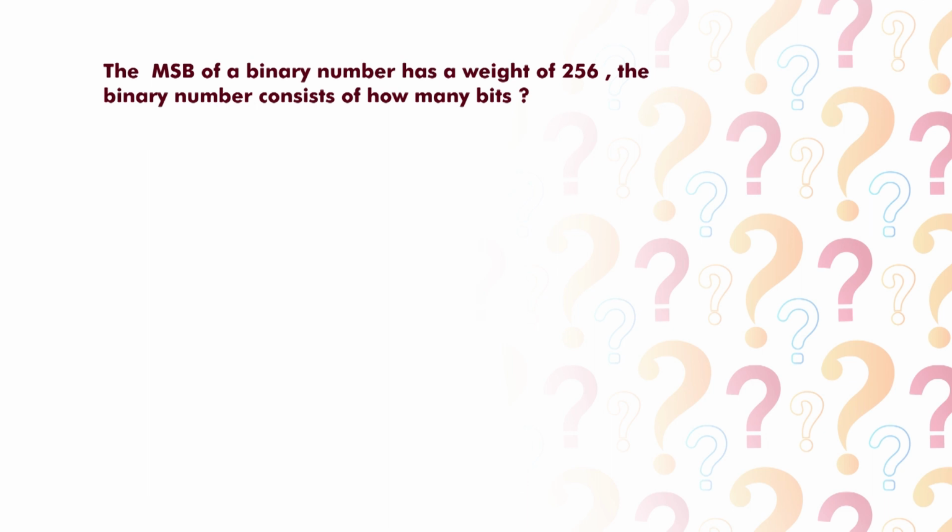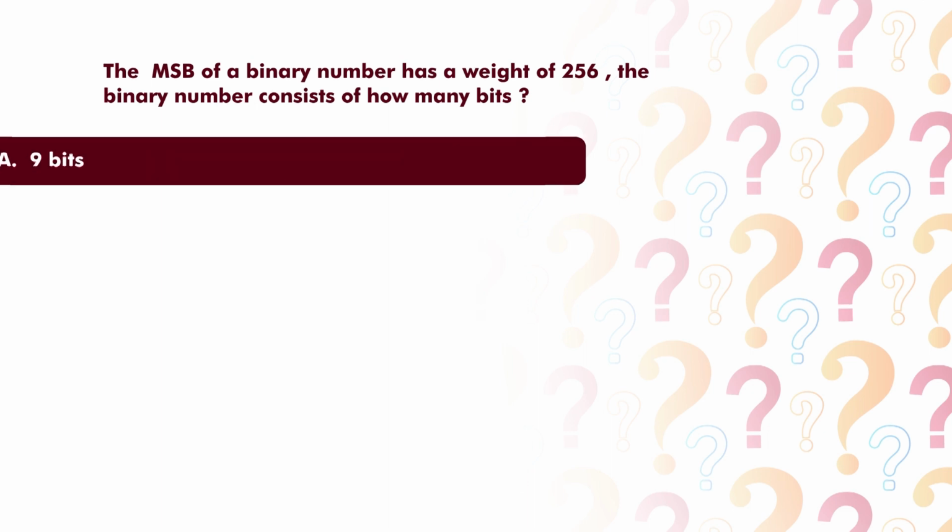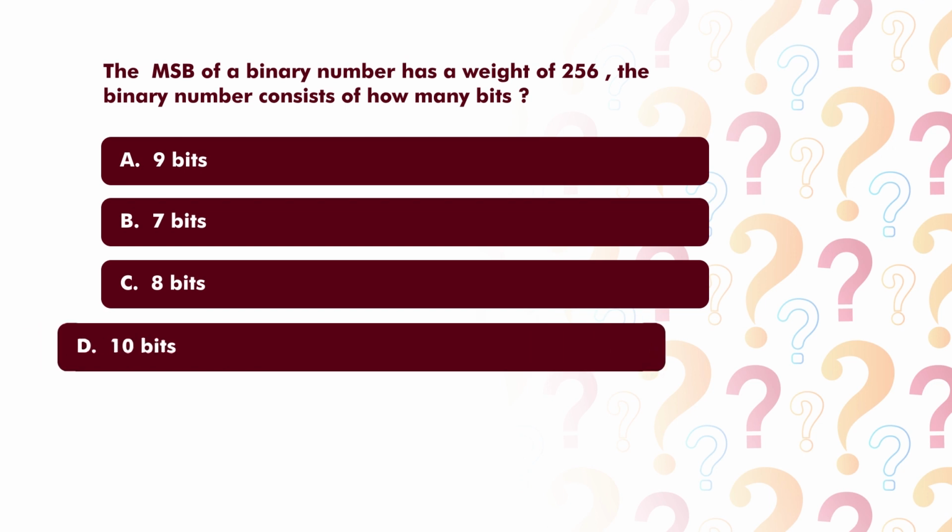The next question is, the most significant bit of a binary number has a weight of 256. The binary number consists of how many bits? Again, there are 4 options. Option A is 9 bits, option B is 7 bits, option C is 8 bits and option D is 10 bits. Let us take an example.